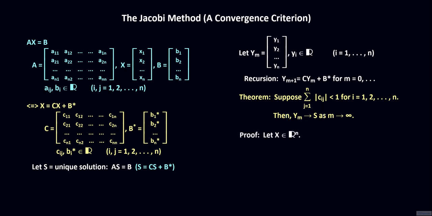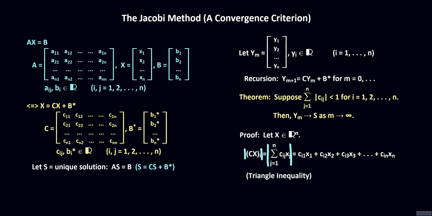Let x be a general vector in n-dimensional real space. The ith component of C times x equals the sum of the product of C sub ij and x sub j from j equals 1 to n, or C sub i1 times x sub 1 plus C sub i2 times x sub 2 and so on, up to C sub in times x sub n. According to the triangle inequality, the absolute value of the sum of all the terms is less than or equal to the sum of the individual absolute values of the different terms. Since we can split up the absolute values between factors of a product, we get this inequality.